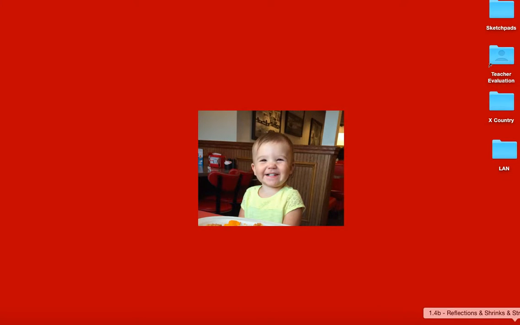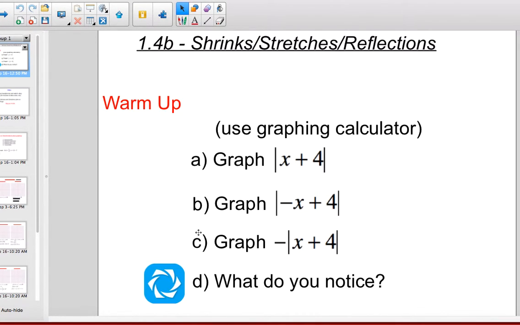So the video today is kind of going to be mostly on your own, but we'll do this warm up. Obviously, part D you don't have to do for the answer pad. I'm not there, so you can't do it. But I want you to graph these three and then just kind of figure out what you notice. Just take a second. You can pause the video, do those, and then restart the video when you're done.